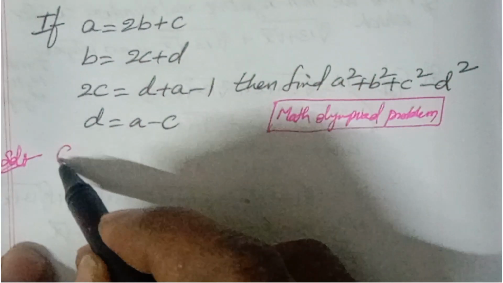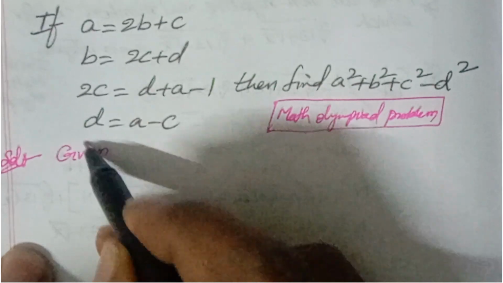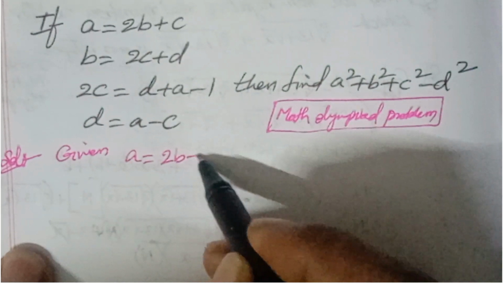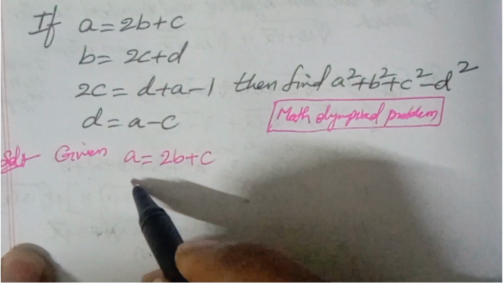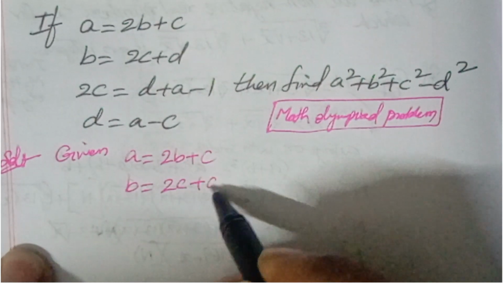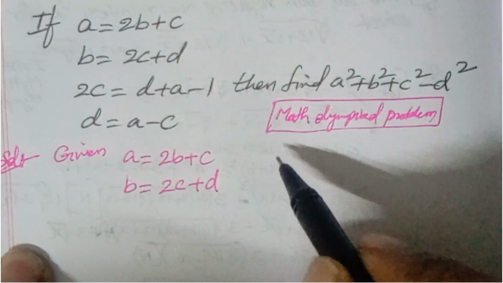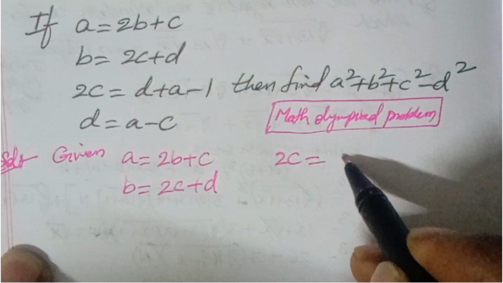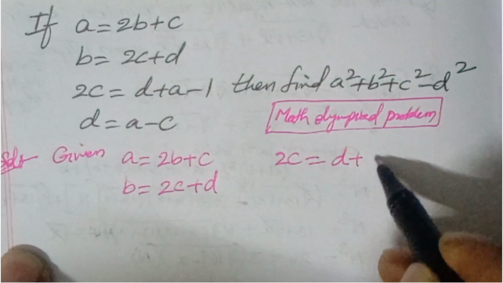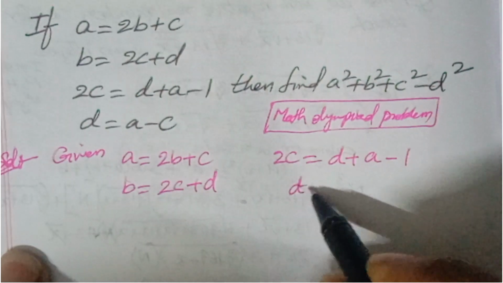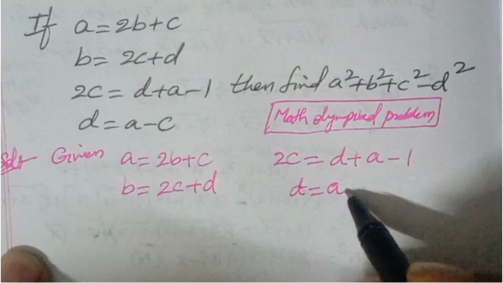First of all, what is given? a is equal to 2b plus c, b is equal to 2c plus d. So let it be 1 and 2. The third one is 2c is equal to d plus a minus 1. d is equal to a minus c.